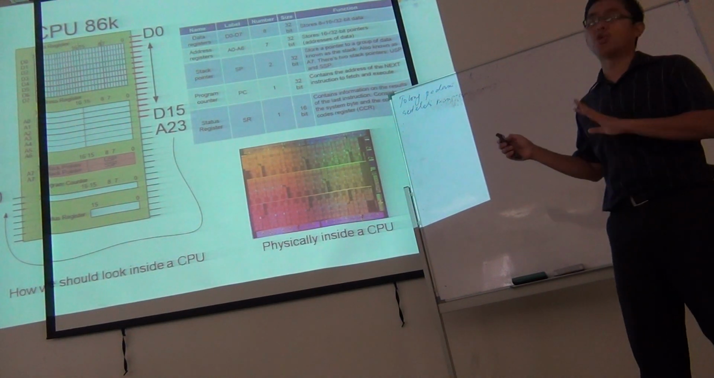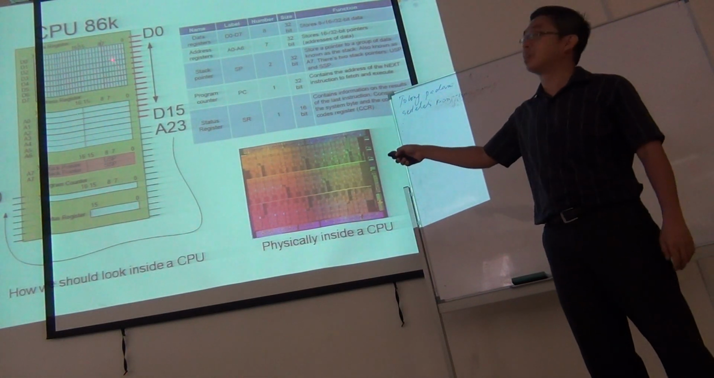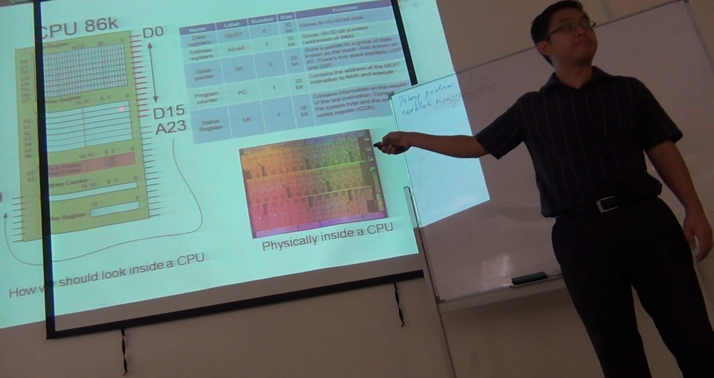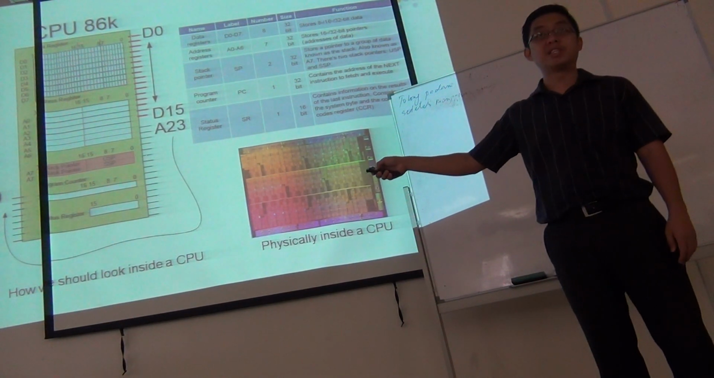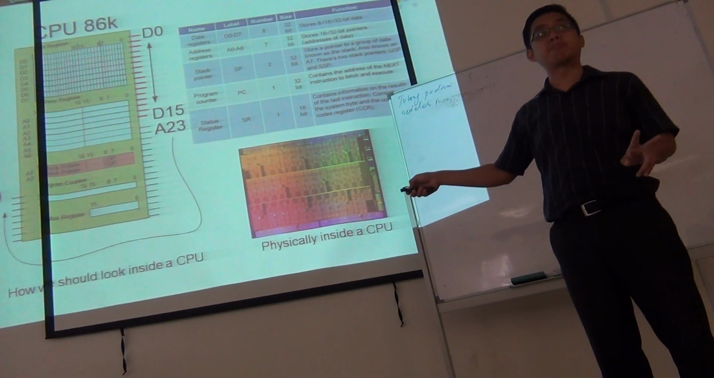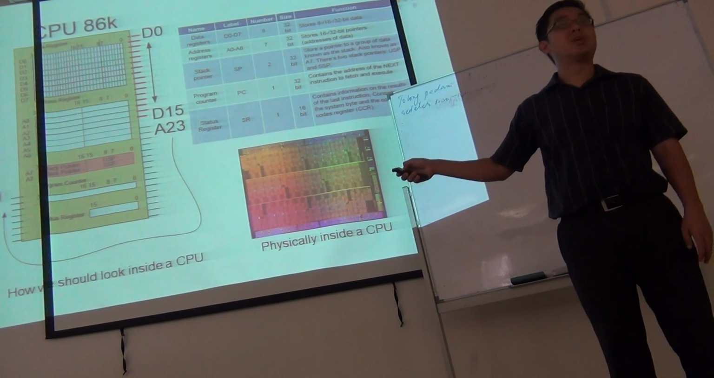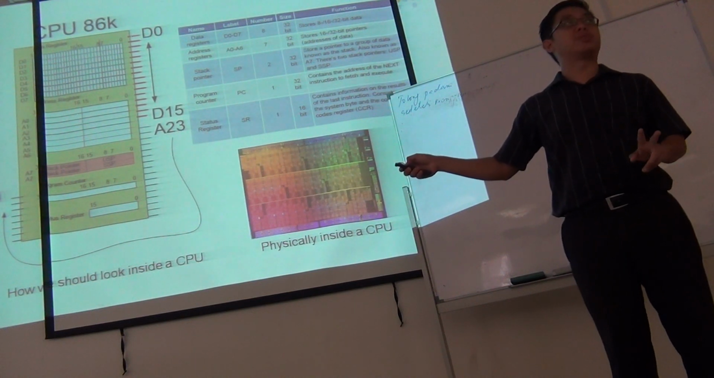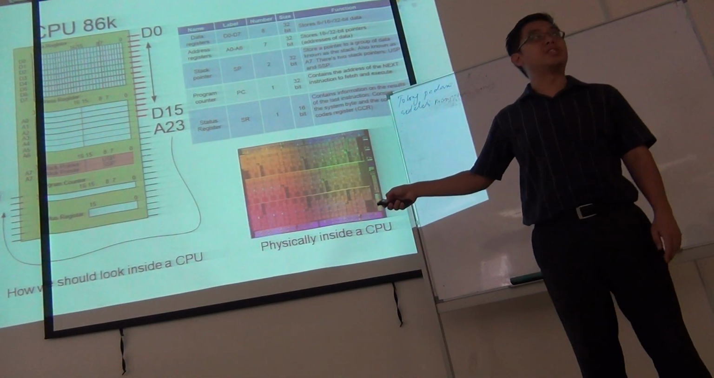The first one that you've always been using so far is the data register, which is 32-bit. And then the next one is the address register. The program counter I'm going to explain today. And today we are going to concentrate on this particular register, which is very important. They call it the status register.